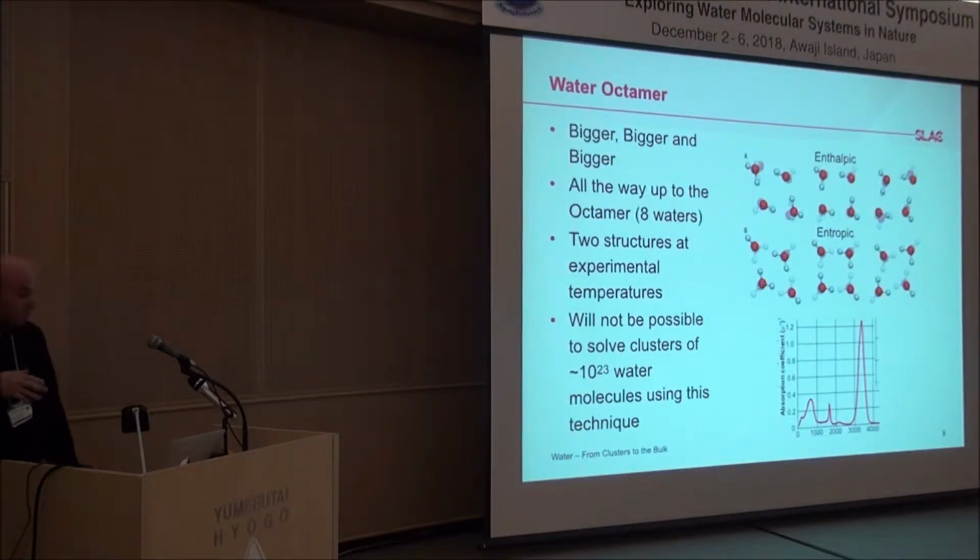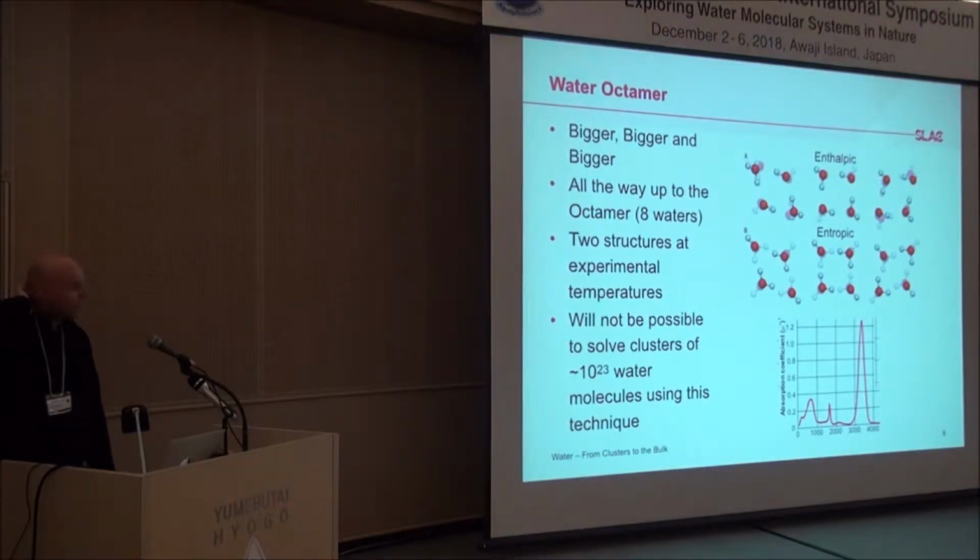And finally, Will, who's the only person still doing this, wanted me to point out his latest big victory, which was demonstrating the octamer. So the octamer is as large as we've ever gotten. This is 8 water molecules, but it also indicates the downside of this technique. This technique is really powerful, but even by the time you're getting up to 8 water molecules, at experimental temperatures, which is roughly room temperature, it's a bit colder, but it's in the ballpark, you're already getting 2 structures that are present.